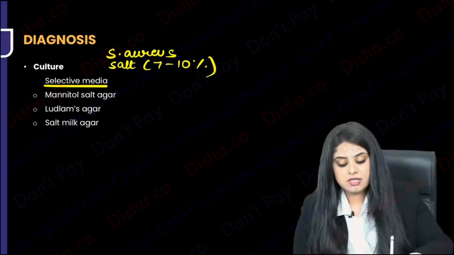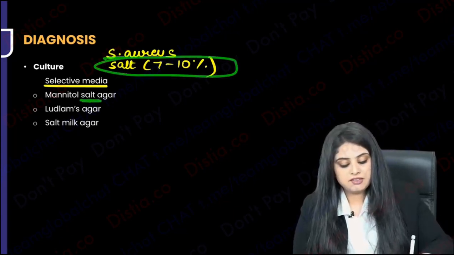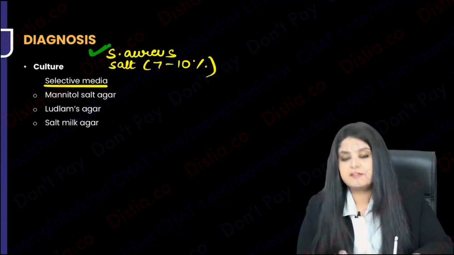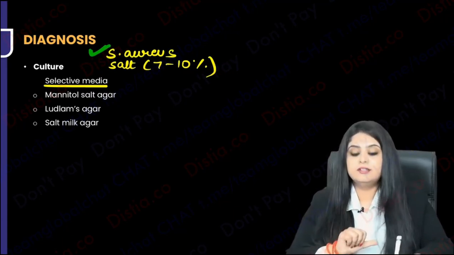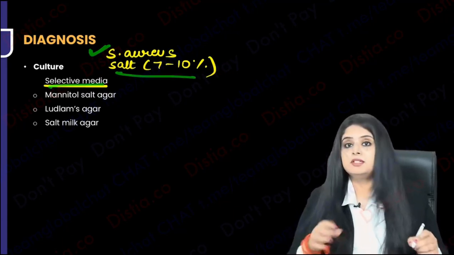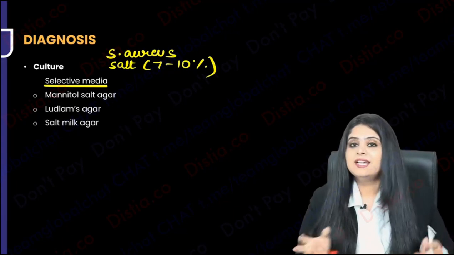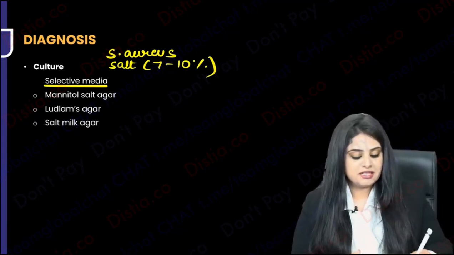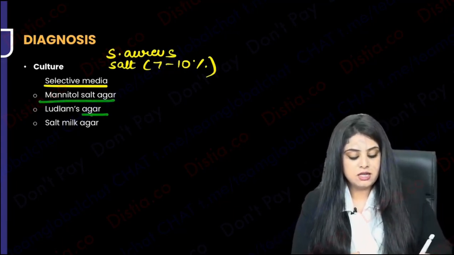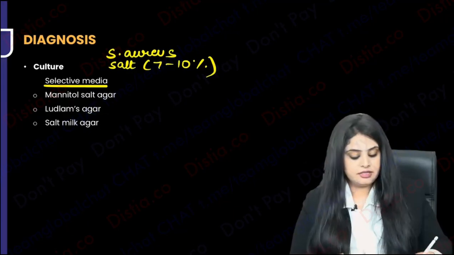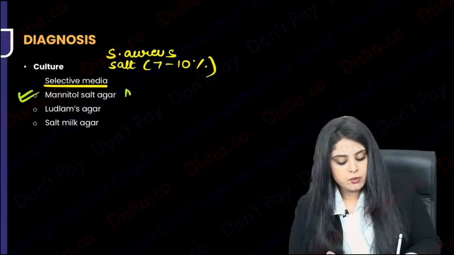So when I give salt in this media, all of them will have some salt element in it. So if I give salt, I'm selectively allowing Staphylococcus to grow and not the others. So remember the mnemonic story that ma'am is giving some mnemonics to some people, they are growing, others are not. That is selective media. So mannitol salt agar, Ludlam's is also a salt agar, salt milk agar. All salt things will come, out of which they give you a question on MSA.